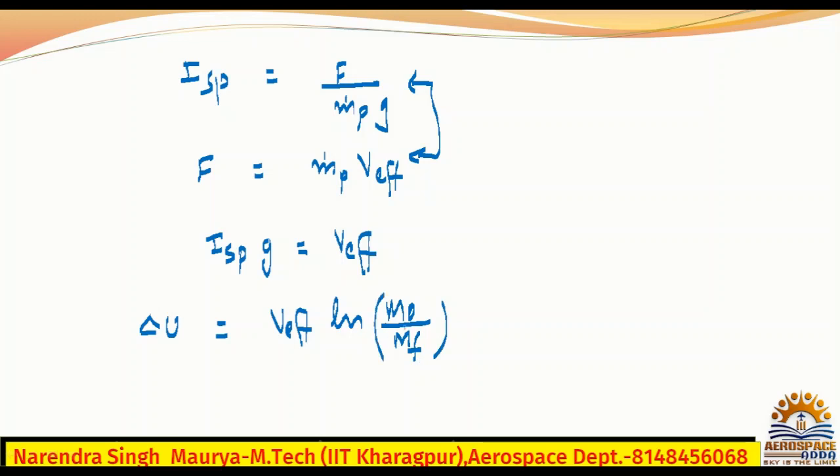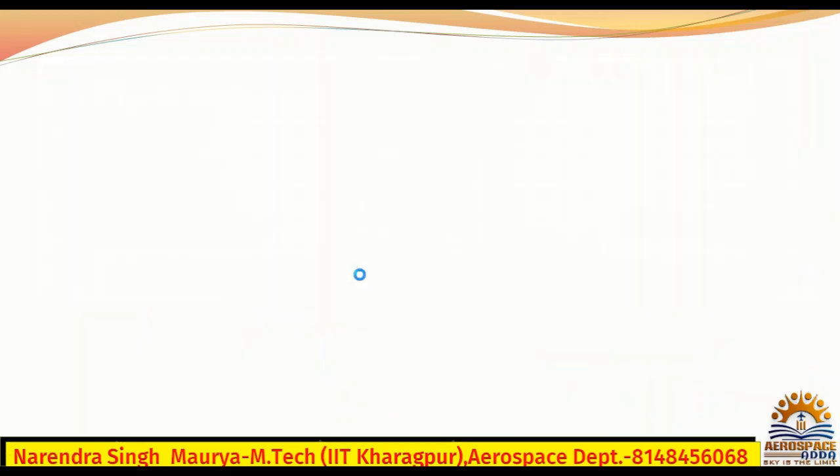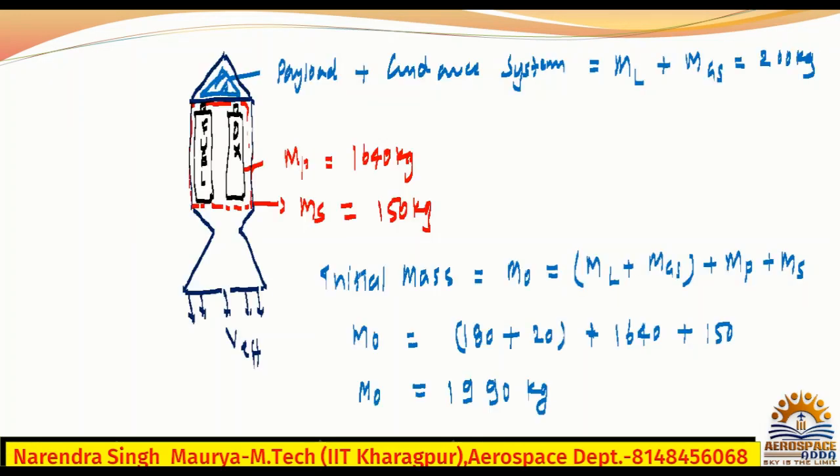But here delta U is what we need to calculate. Exhaust velocity, effective exhaust velocity, they have given. Okay, no problem. What is that? 3136. We'll keep this.